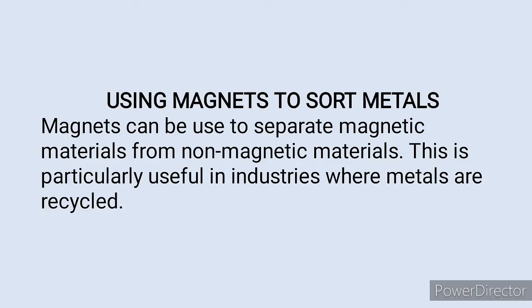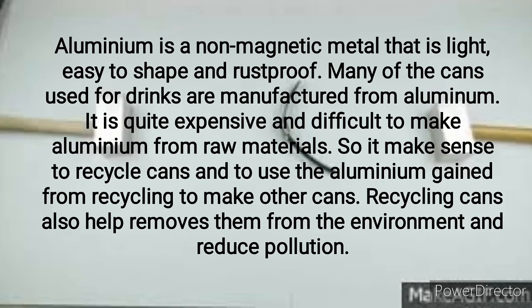We can use magnet to sort metals. Why? Because some metals are magnetic, others are not magnetic. For example, in the aluminum industry, we use magnet to sort out iron and leave aluminum behind so that we can recycle aluminum. Why do we need to recycle aluminum? Aluminum is a non-magnetic metal that is light, easy to shape, and does not rust. Many of the cans we use for drink are made from aluminum.